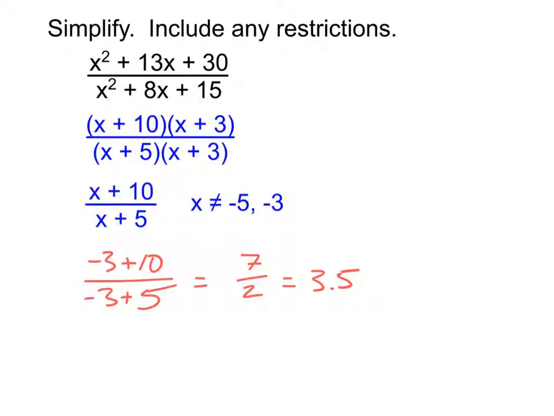So if I plug negative 3 into the original up here, it's undefined. If I plug it into the simplified version, it's 3.5. If this is truly a simplified equation, it should be equal to the original, but it's not. That's why we have the restrictions here, because we're saying that yes, these two statements are exactly the same, except when x equals one of these values.